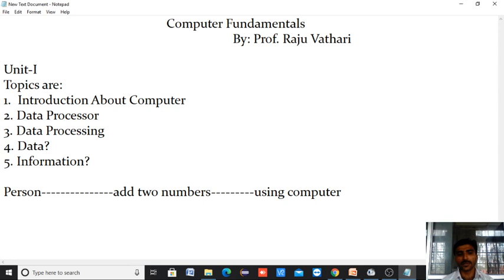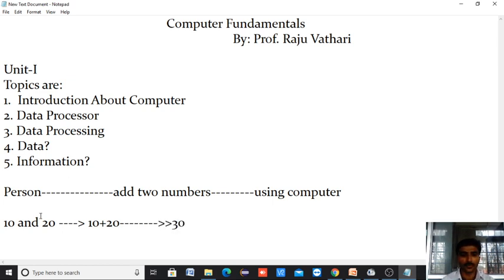So if you want to calculate two numbers using a computer, how do we do it? First he provides the two numbers, like 10 and 20. These are the two numbers I want to add using the computer. I give them to the computer, and the computer can do the addition, 10 plus 20. And after that, what is the output here? You already know, the output is 30.